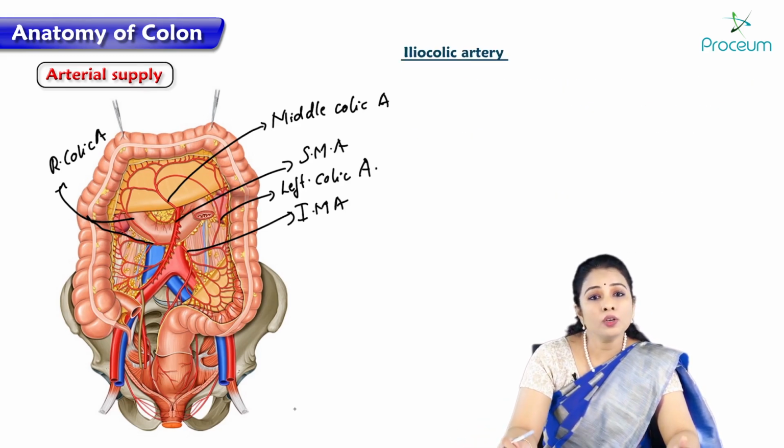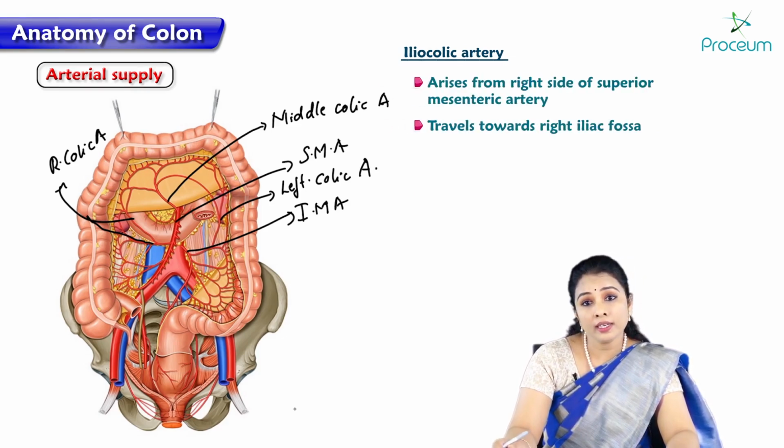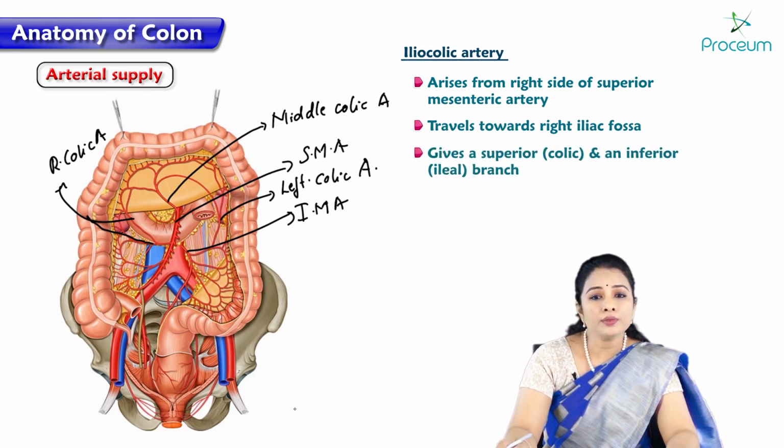Next, the ileocolic artery. The ileocolic artery also arises from the right side of the superior mesenteric artery and travels towards the right iliac fossa. It gives a superior, that is the colic, and an inferior, that is the ileal branch. So it gives off colic branches and ileal branches. Colic branches are superior and ileal branches are inferior.